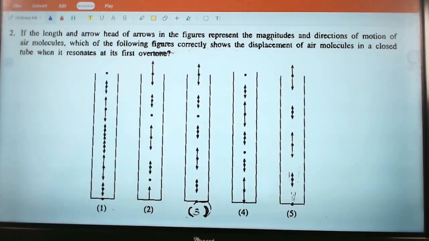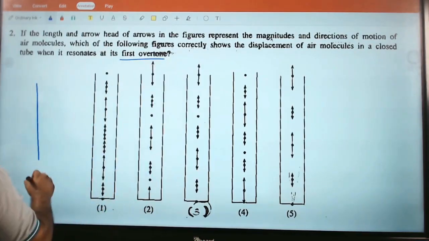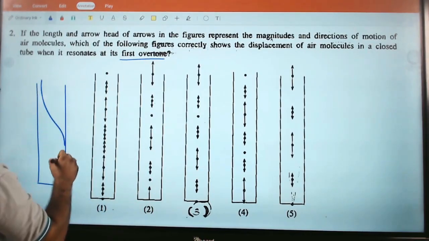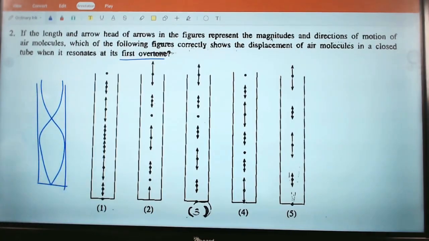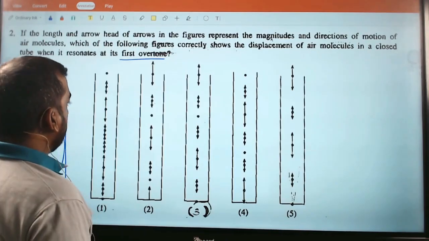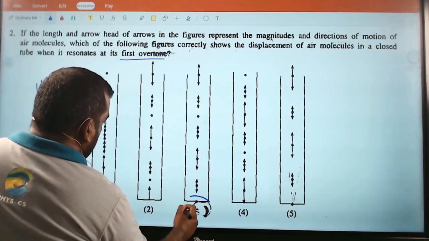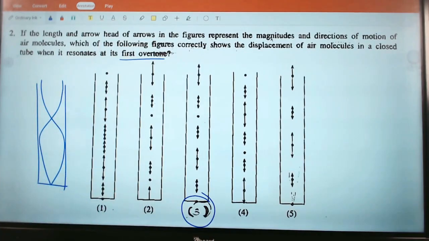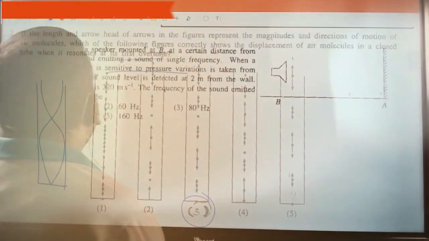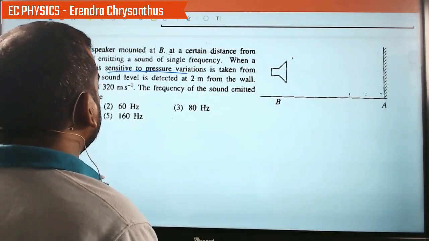If the length and arrowhead represent the magnitudes and directions of air molecules, which of the following correctly shows the displacement of air molecules when it resonates at the first overtone? Now first overtone, all of you know, will be something like this. Node, antinode, node, antinode, node, antinode. Correct answer is answer number 3. So here it's sensitive for pressure variations.